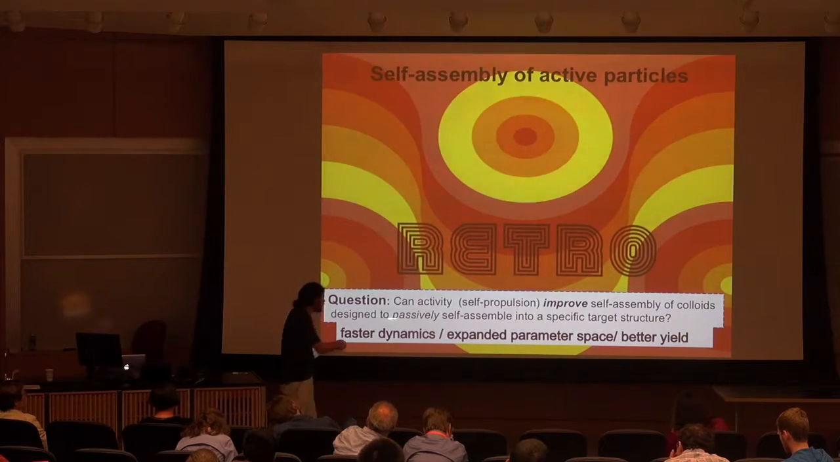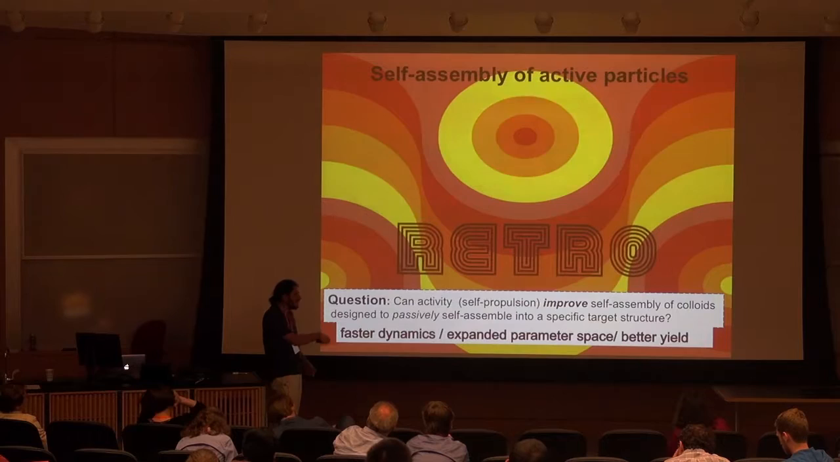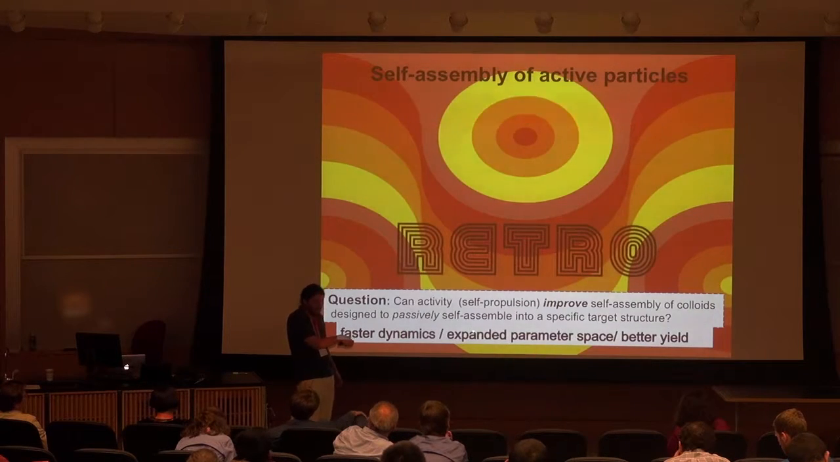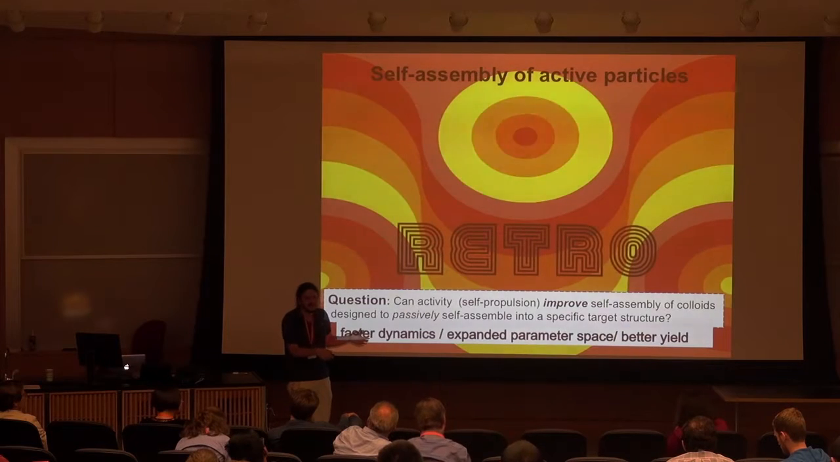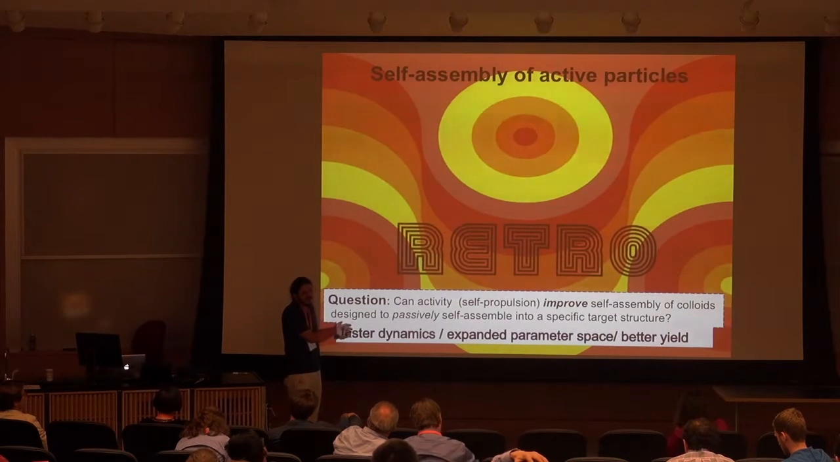Can I make it faster? Okay, can I increase the dynamics? Can I expand the parameter space over which the self-assembly occurs? And then can I get a better yield? Right? Why do I care about this?